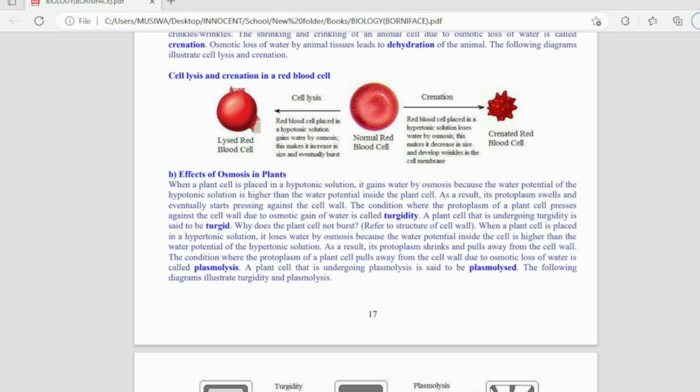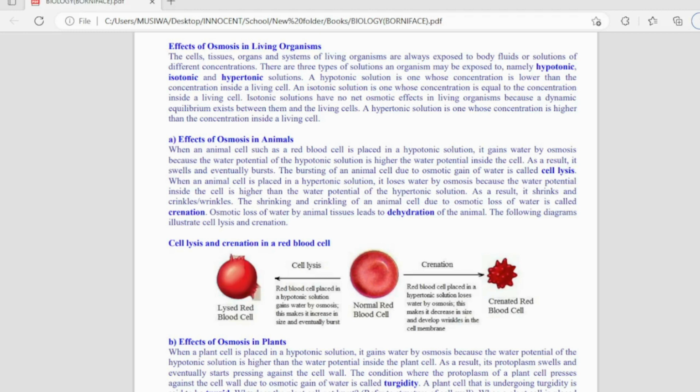So what are the effects of osmosis in living organisms? We'll quickly look at the effects of osmosis in an animal cell such as a red blood cell. When an animal cell such as a red blood cell is placed in a hypotonic solution, it gains water by osmosis. As a result, it swells up and bursts. The bursting of an animal cell due to osmotic gain of water is called cell lysis.